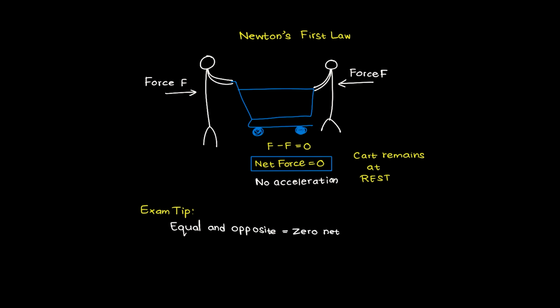Equal and opposite forces mean zero net force and no acceleration. The phrase exactly equal force signals balanced forces and no motion change. Quick recall hook. Equal opposite means zero. Balanced forces produce no acceleration.